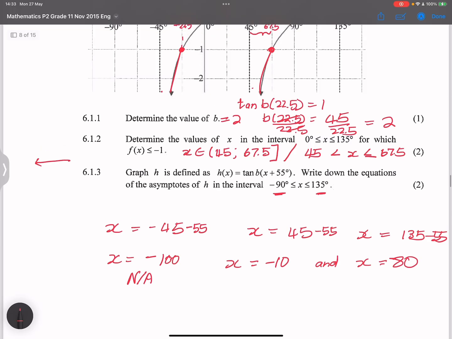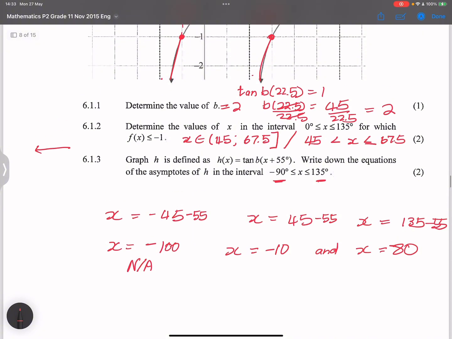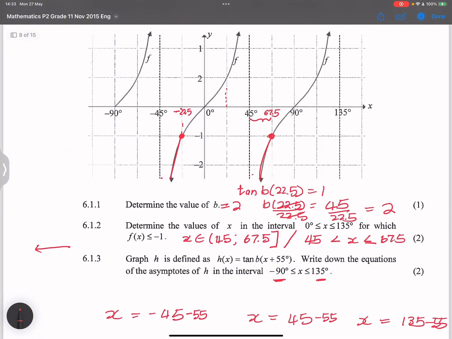Now, if we wanted just to check if the other one will fit, right? So look at our asymptotes. The distance between them would actually be 90 degrees, isn't it? So the next one would be at 135 plus 90. Okay, and that should be 225.